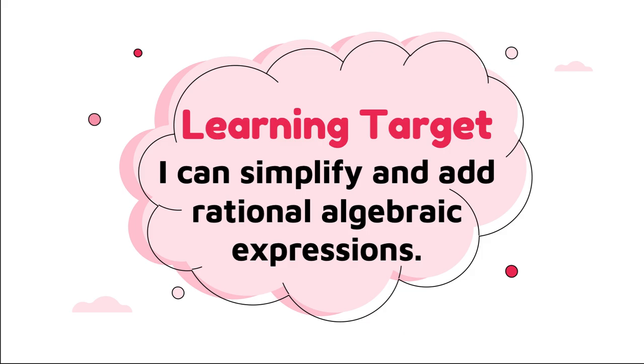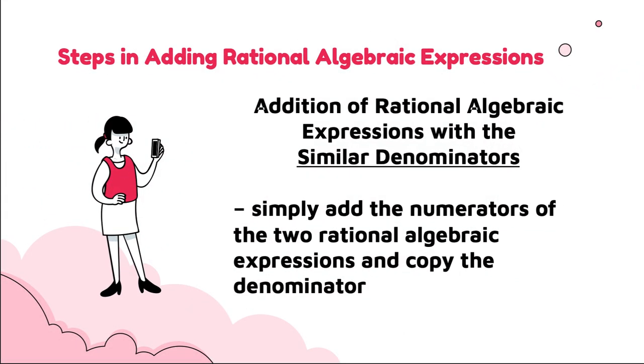Let us first add rational algebraic expressions with similar denominators. We're going to simply add the numerators of the two rational algebraic expressions and then copy the same denominator.